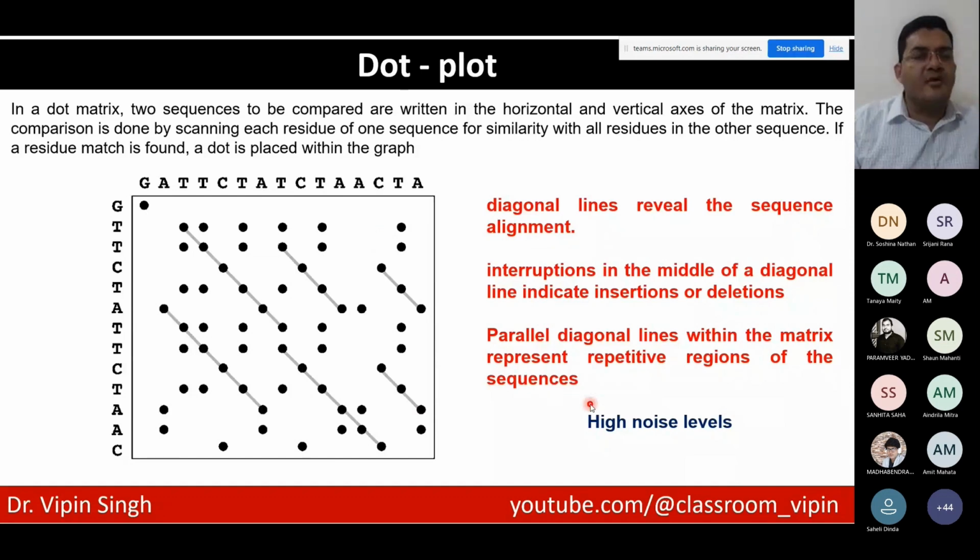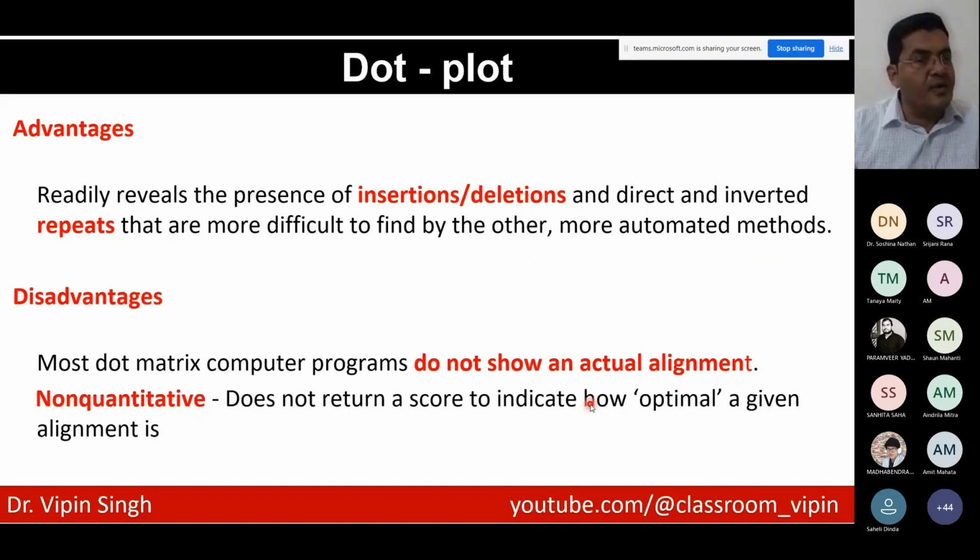So this is not used anymore, but initially, to begin with, dot plot was used, right? Dot plot advantages: it readily reveals the presence of insertions, deletions, and direct or inverted repeats that are more difficult to find by other methods and more automated methods.